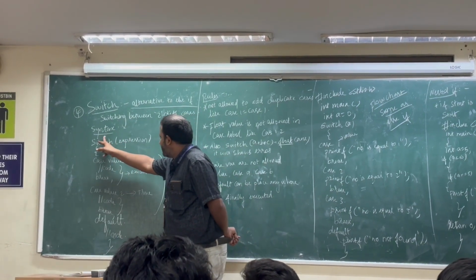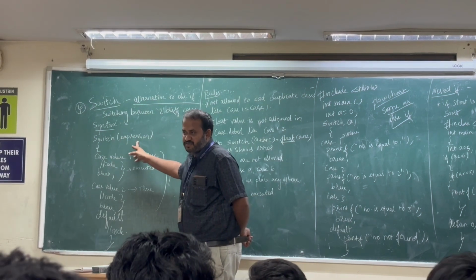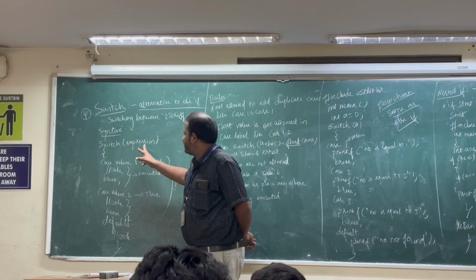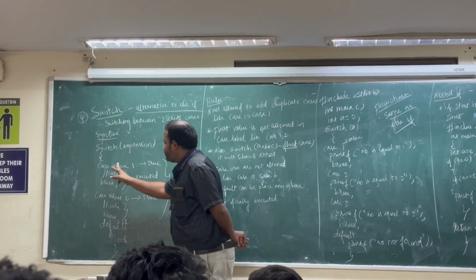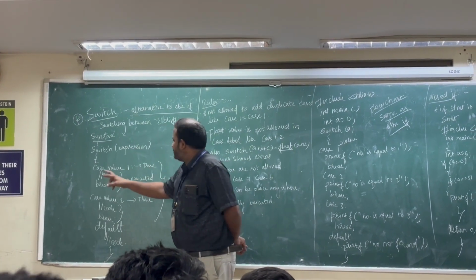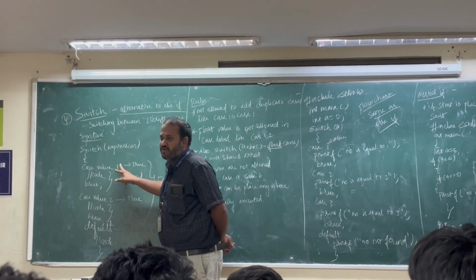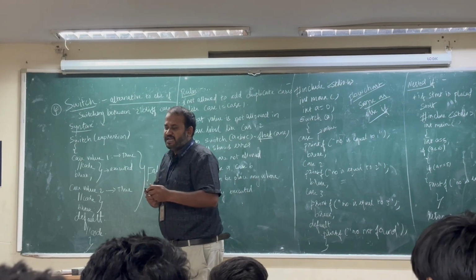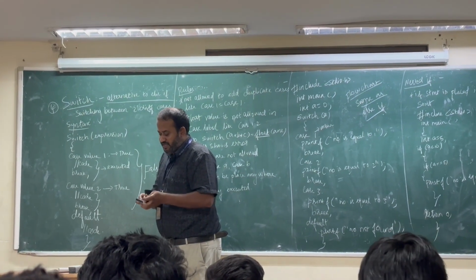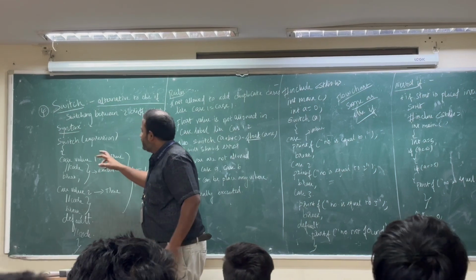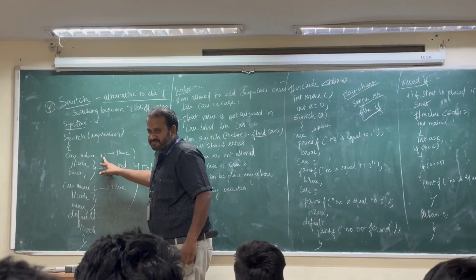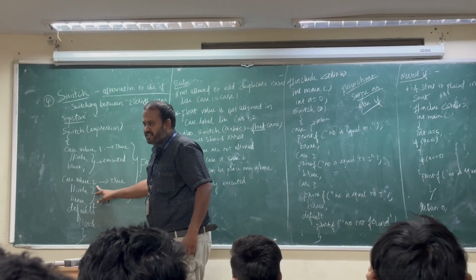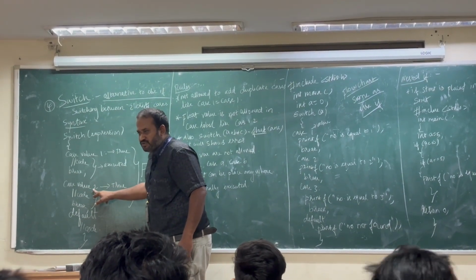So how is the syntax? Switch, then your expression. The expression is whatever variable you are going to declare, and it has to be written here. Then case value: the format is you write case and the integer value. Suppose I am giving the integer value a equal to 10, then you have to give case value as 10. Suppose the case value is 20, I have to give a case value of 20. So this is your integer value.